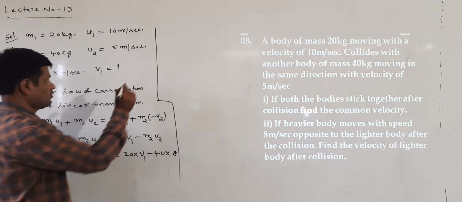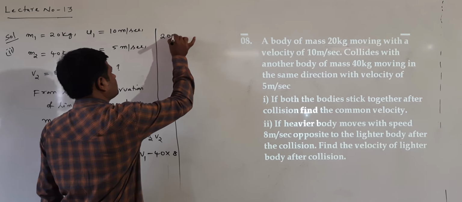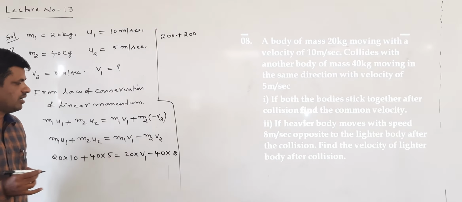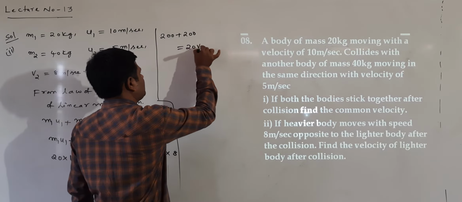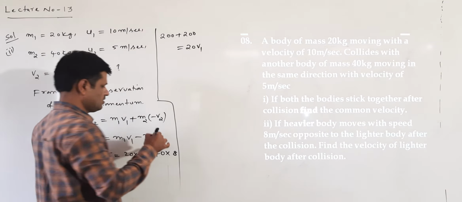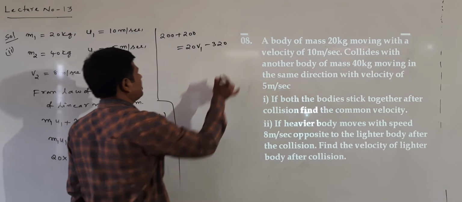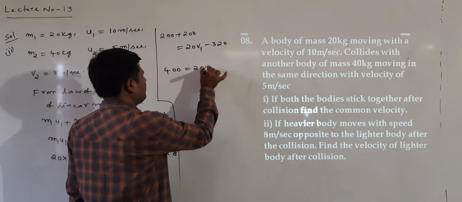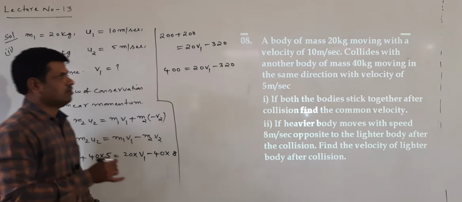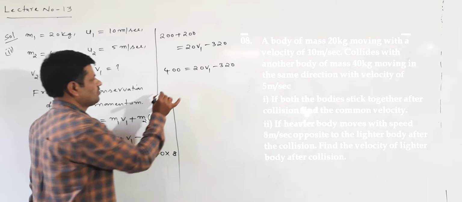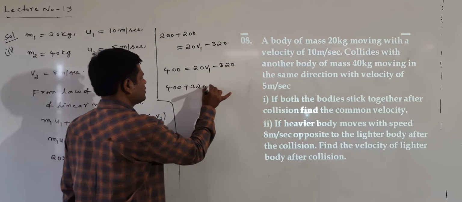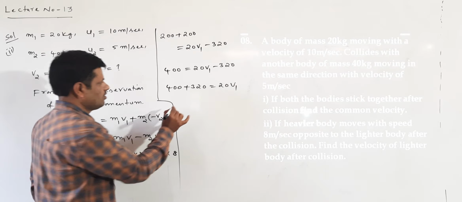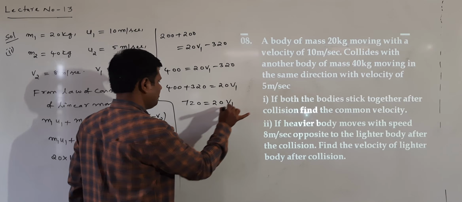Now 20 into 10 is equal to 200. 40 into 5 is also 200. So 200 plus 200, which is 400, is equal to 20 v1 minus 320, since 40 into 8 is 320. Now from this, 400 plus 320 is equal to 20 v1. Here minus is there, so taking plus. Now 720 is equal to 20 v1.